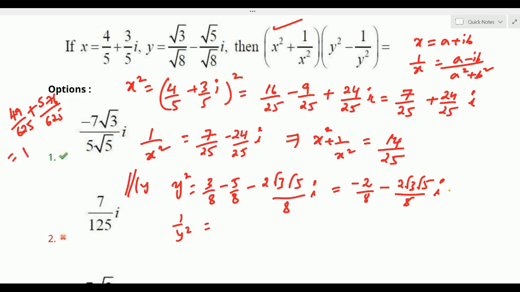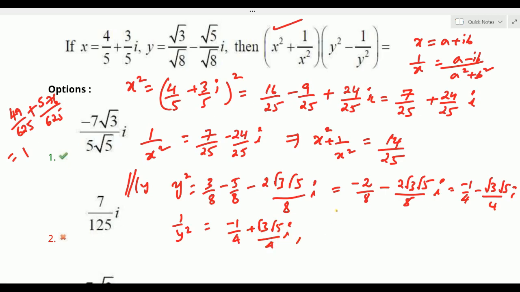ఇక్కడ ఒక 2 క్యాన్సిల్ చేసేచ్చు కదా. minus 1 by 4 minus root 3 into root 5 by 4 into I. సేమ్ ఇందాక a minus a plus ib ని ఎలా రాసుకుని a minus ib by a square plus b square. ఇక్కడ కూడా a square plus b square అనేది 1 అవుతుంది. అందుకని దీని ఎలా రాయొచ్చు minus 1 by 4 plus root 3 into root 5 by 4 I రాసేయండి డైరెక్ట్ గా.